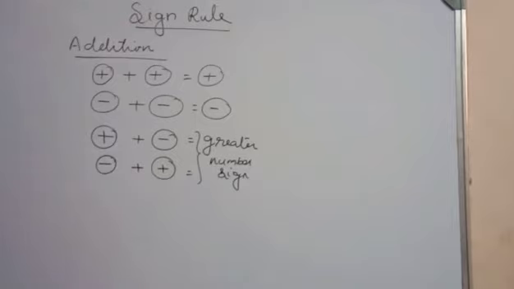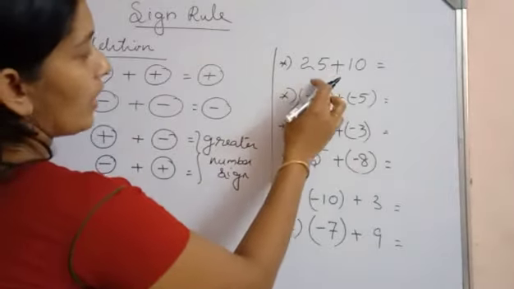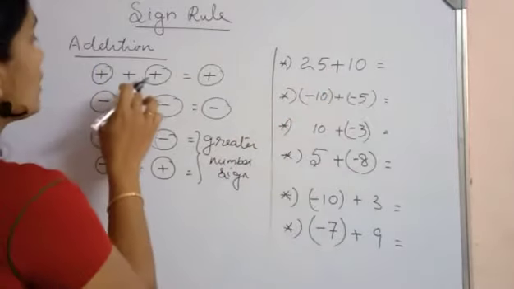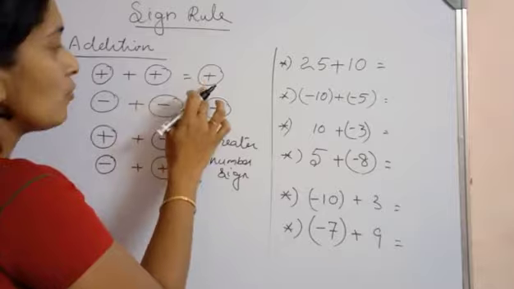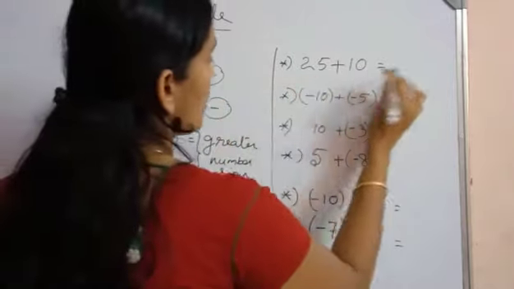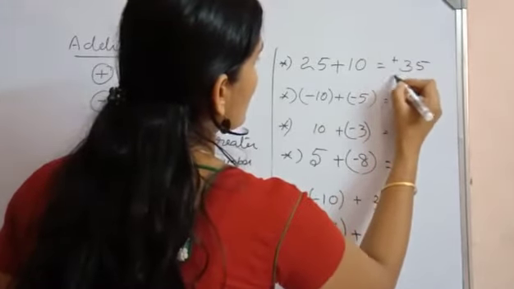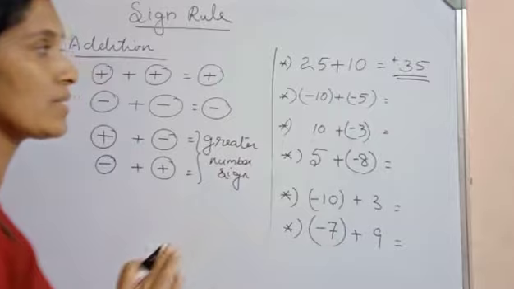Let's consider some examples. Look at the first question, 25 plus 10. Here both the numbers are positive. So, as per the rule, what do we have to do? We have to add and give the plus sign. So, 25 plus 10 is 35 and that will be positive since both the numbers are positive. The first one is very easy.